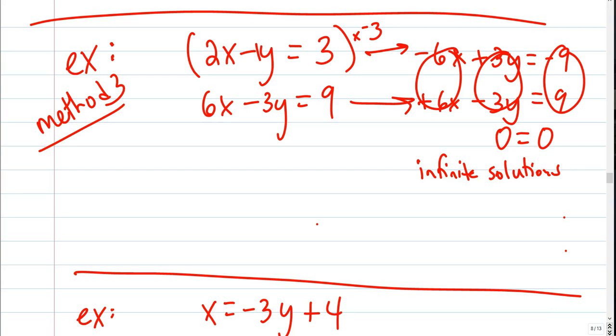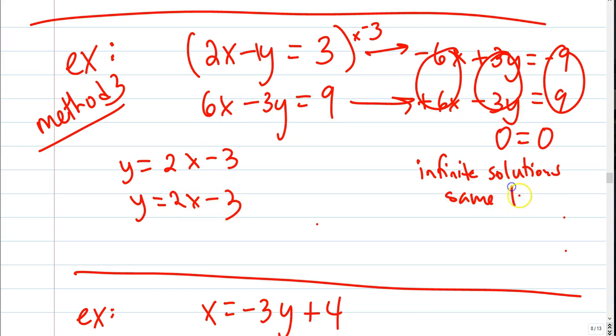Well, I'll show you. The first one is basically y equals, if I subtract the 2, how about 1/2 x? No, I'm messing that up. Sorry. If I subtract the 2, 2x minus 3. And on the second one, if I solve it, it's y equals 2x minus 3. They are the same line.